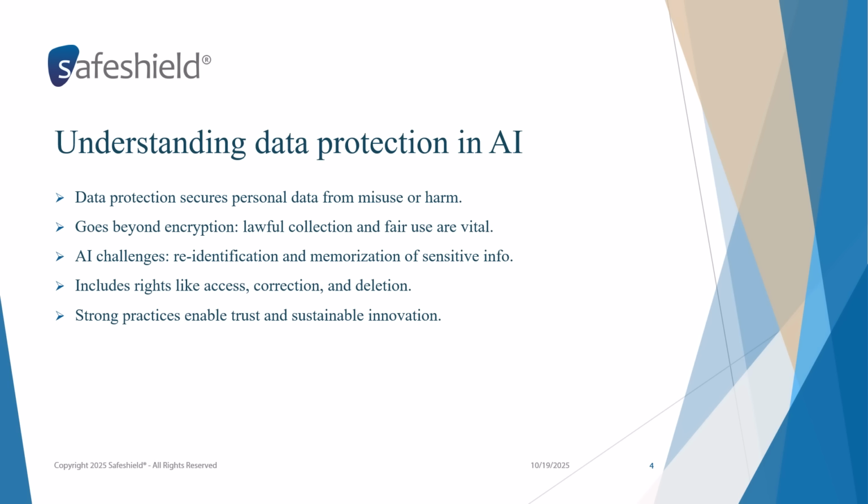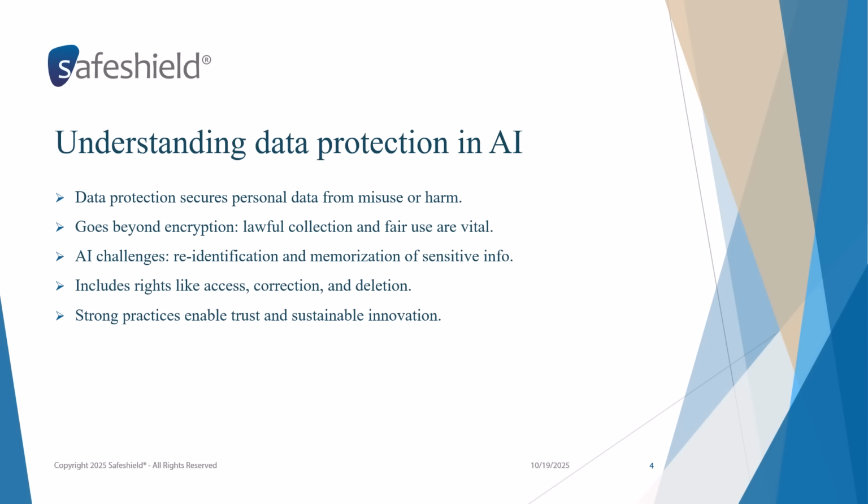For example, anonymizing data in AI can be difficult because advanced algorithms may still re-identify individuals when datasets are combined. Similarly, models trained on personal data may inadvertently memorize sensitive information, risking its leakage in outputs.